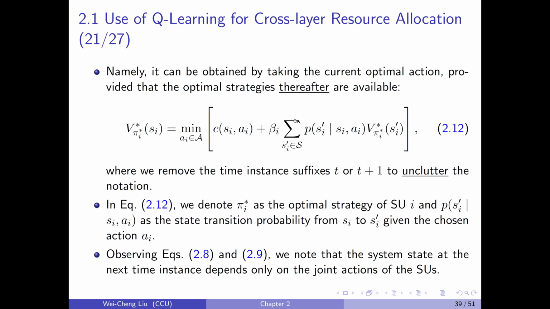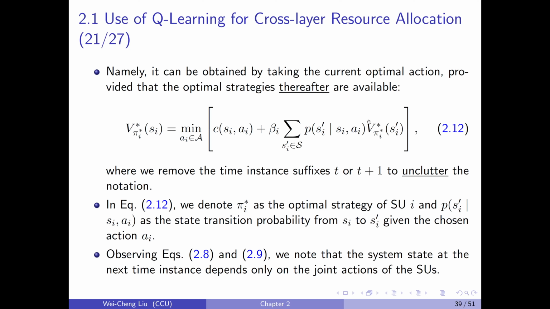So inside the summation, there are two terms. The first term is P of Si prime given Si Ai. What does this term mean? Let us see here. P of Si prime given Si Ai is the state transition probability from Si to Si prime given the chosen action Ai. So we can know that Si is the old state and Si prime is the new state.